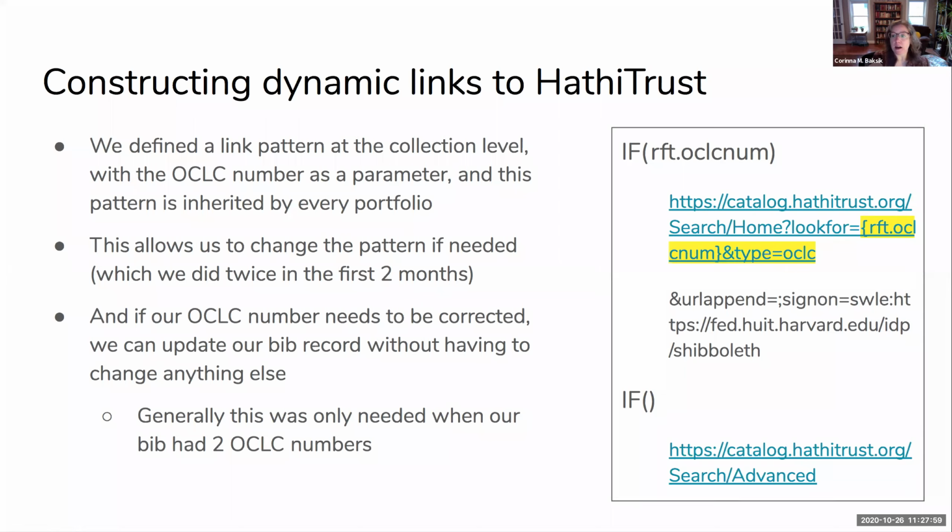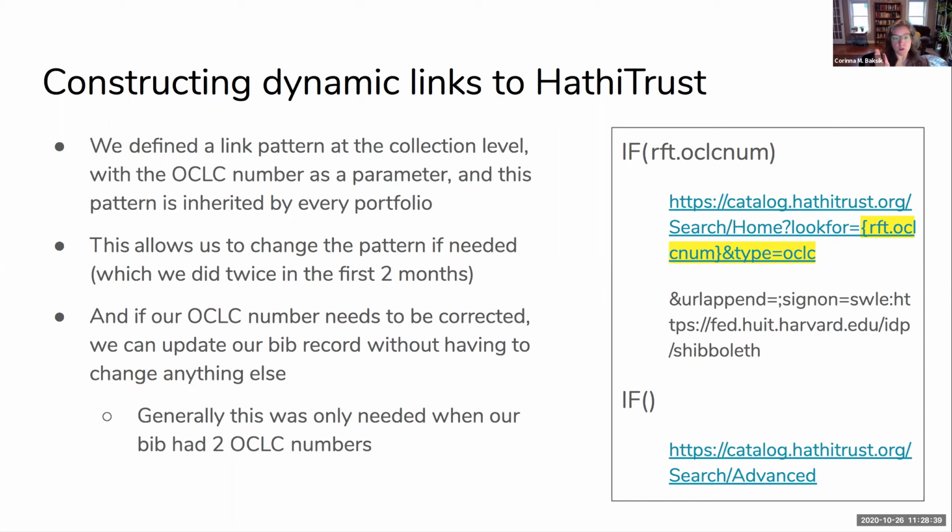So in this case, the box on the right shows what this pattern looks like when you configure it in Alma. But effectively, it's just a base URL, and we have a placeholder for the OCLC number. We send people off to Hathi and we limit the search to just OCLC numbers. What this does is that when a user is in Hollis and they click on the link, they are taken to Hathi and a search by OCLC number is already conducted for them. And the OCLC number that's used is the one that was in our bibliographic record.